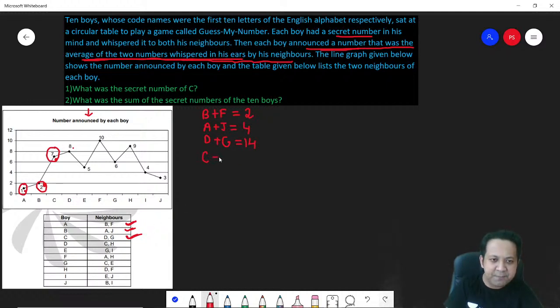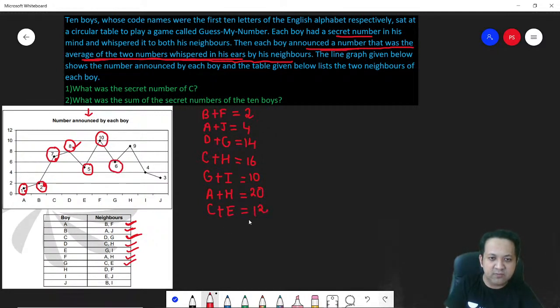Next is C plus H. C plus H is 8 into 2, 16. Next is G plus I. 16 is gone, right? G plus I is 5 into 2, 10. Next, A plus H is 10 into 2, 20. Next, C plus E is 6 into 2, 12.